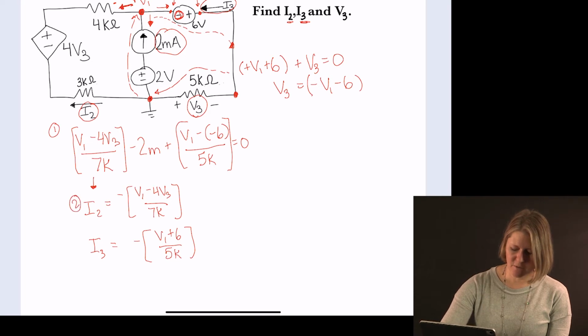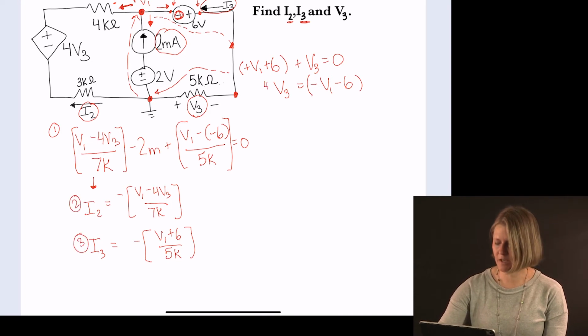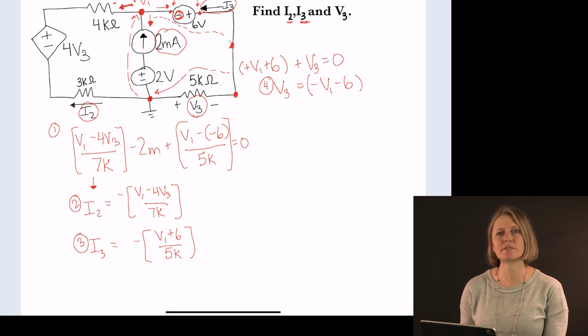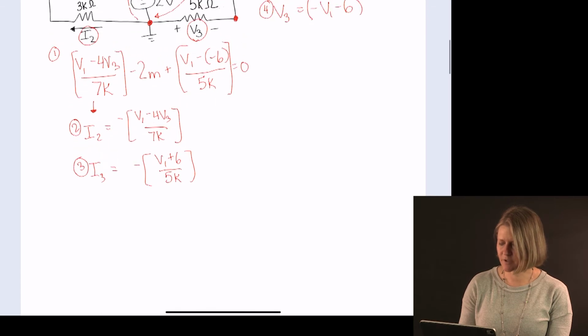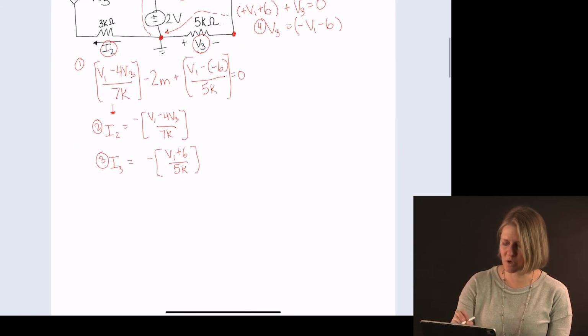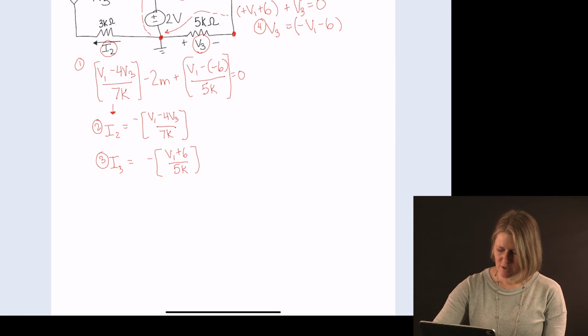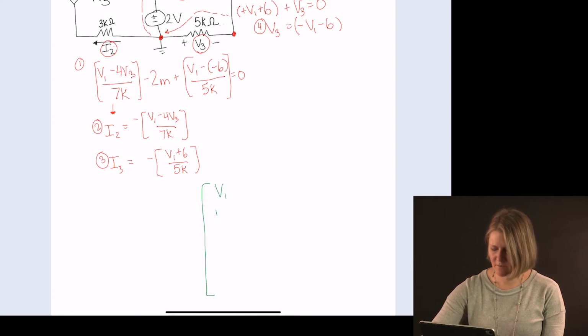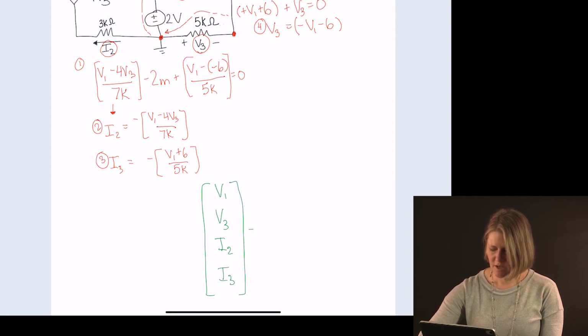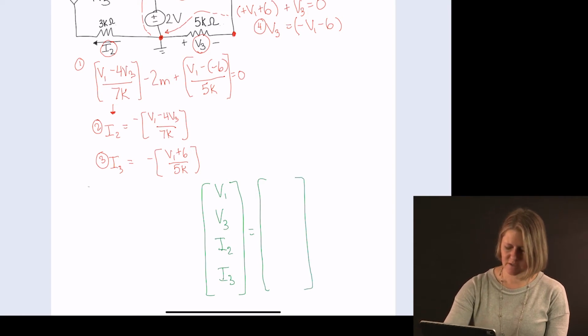So these are my equations. I have 4 of them. I can now write a matrix form and solve this in MATLAB. So to write the matrix, I first need to define the variable order that I'm going to use. So I am going to choose that, and my choice in this case will be V1, V3, I2, and I3. This is an arbitrary choice. I just need to make sure that the variables line up with their values in this matrix.